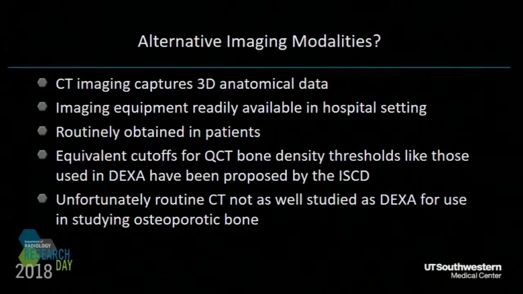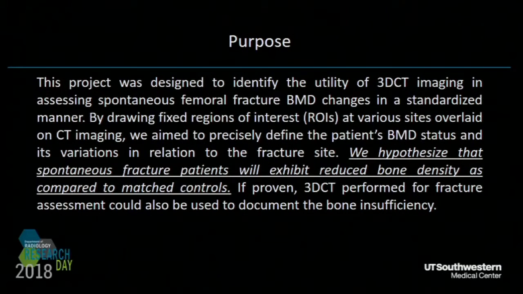It turns out that CT imaging gives you 3D anatomic data. It's routinely available. There are CT scanners everywhere, versus the specialized equipment that DEXA would require. It's routinely obtained, so you could easily chart a person's bone density. In the literature, quantitative CT has been used and has established bone density thresholds that match the DEXA T-scores. Unfortunately, routine CT without those calibratory phantoms hasn't been as well studied for osteoporotic bone. So that's what our project aims to do.